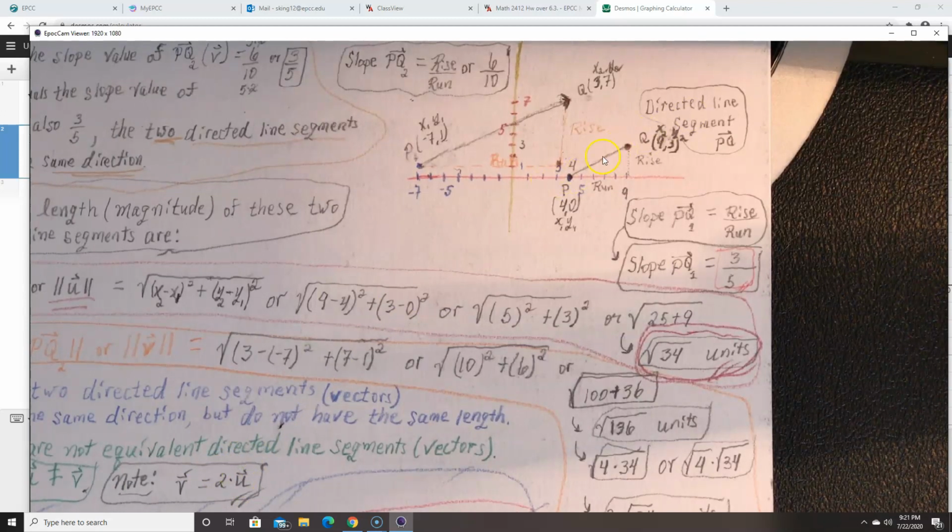So when you double the length, you still keep the same direction. It's just now you doubled the length, and so the vector 2 times u, which is a new vector, is just double this vector. And then you could say that the vector 2 times u is equivalent to vector v, because they already had the same direction, and now when you multiply this by 2, they will have the same magnitude or the same length, and then you could say that they would be equivalent or equal vectors.